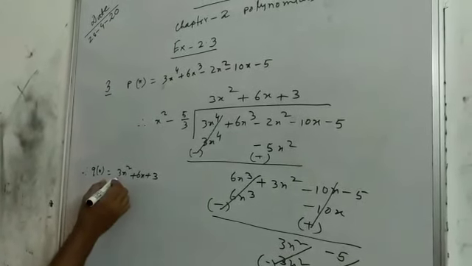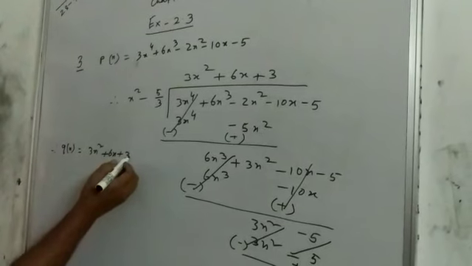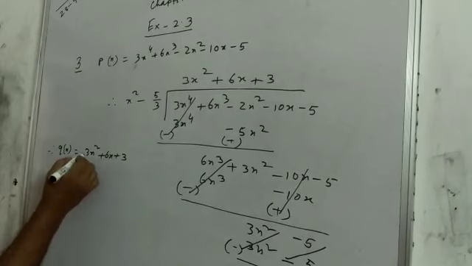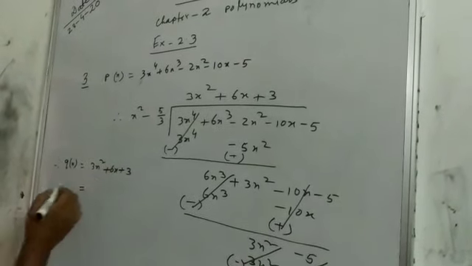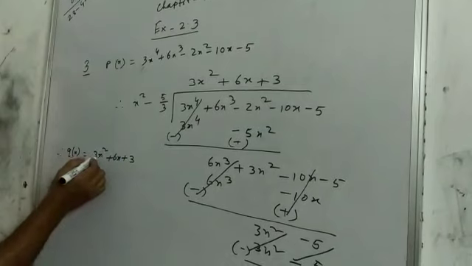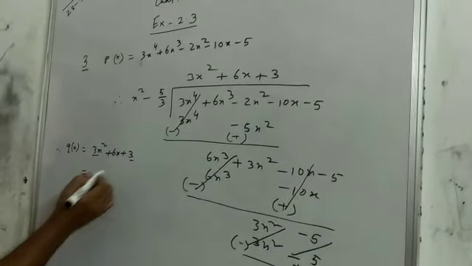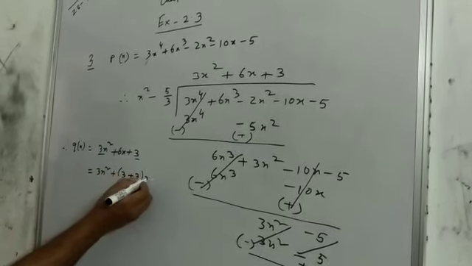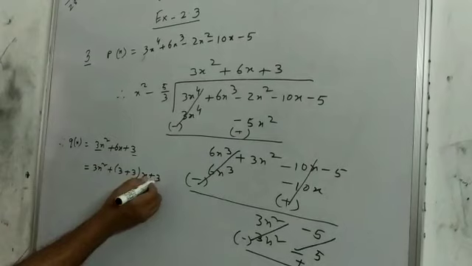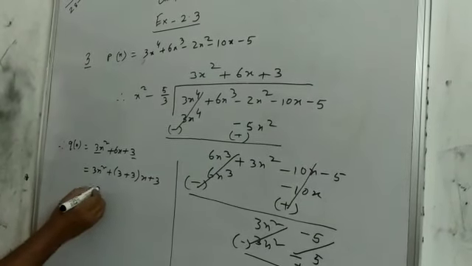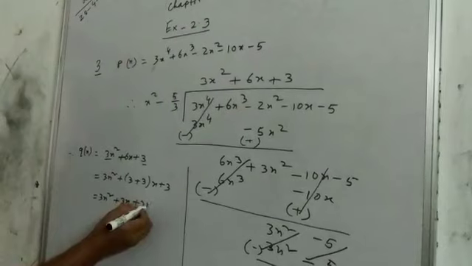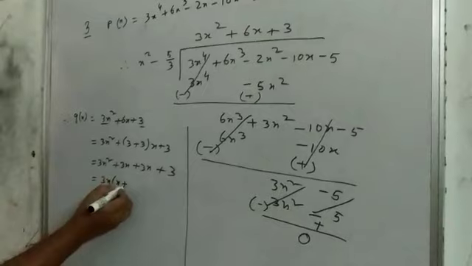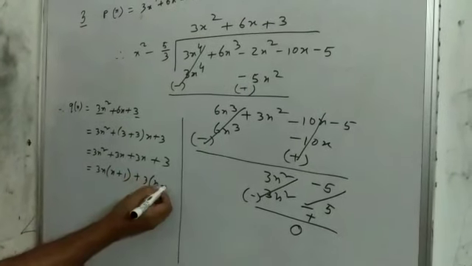Okay, so now you see this is a quadratic polynomial, the quotient. We will factorize it. Since it's quadratic, there are 2 zeros. So we can factorize it by splitting the middle term. 3 into 3 is 9, and 3 plus 3 is 6. So 3x square plus 3x plus 3x plus 3. Okay, so here 3x common, so x plus 1. Here 3 common, x plus 1.